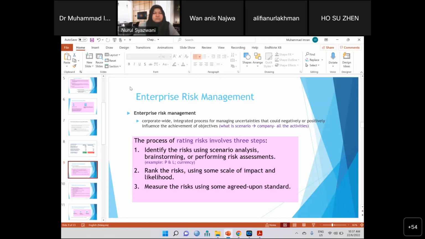Okay, rank the risk using some scale of impact and likelihood. Measure the risk using some agreed upon standard. Yeah, there is a different standard. Okay, one more piece of information for you.